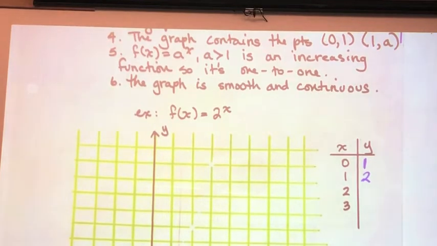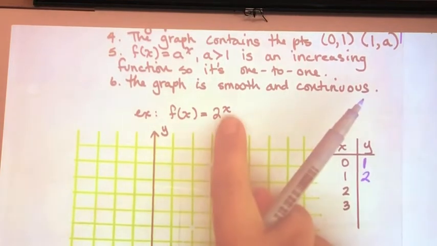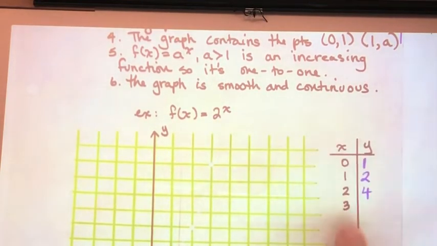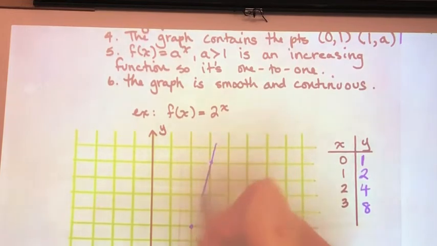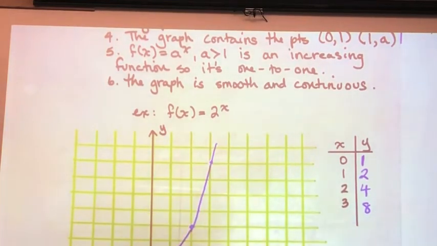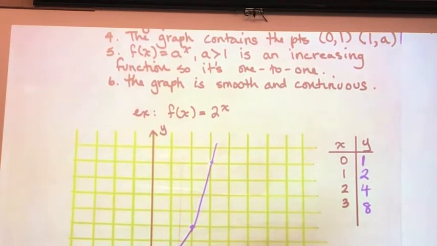And I'm just going to look at maybe a couple more points. If we have x equals 2, 2 to the second power is equal to 4. And if x is equal to 3, 2 to the third power is equal to 8. So our graph looks like this. We know that y equals 0 is our asymptote, so it's always going to get closer and closer to this x-axis, right? But never actually cross it. So y equals 0 is the horizontal asymptote.